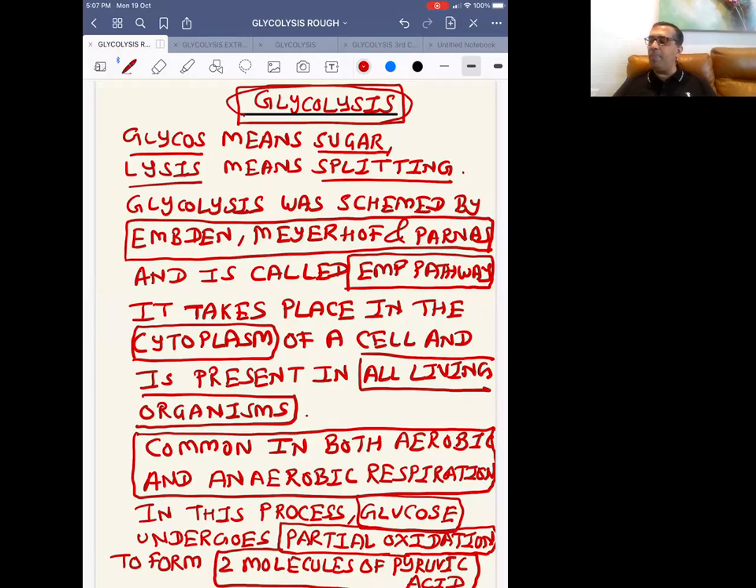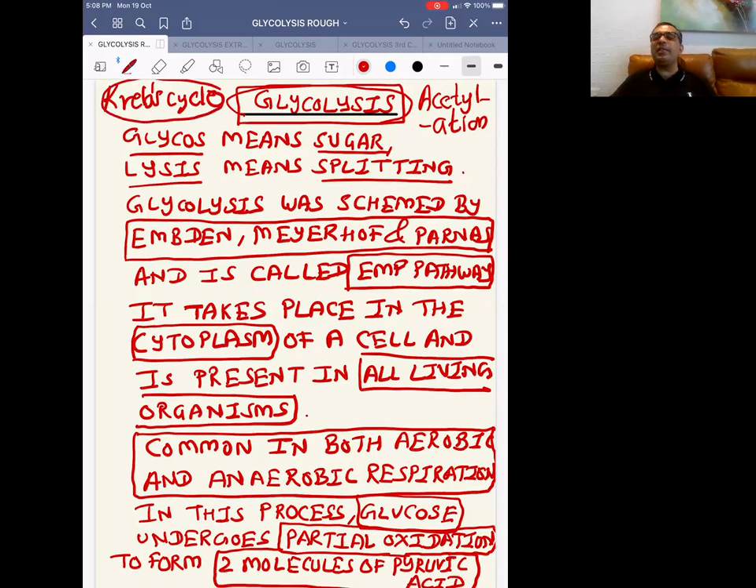The next step is something called acetylation. Acetylation starts in the cytoplasm and is completed in the mitochondria. So it is the connecting step. And the third step is called Krebs cycle. And Krebs cycle takes place in the mitochondria.